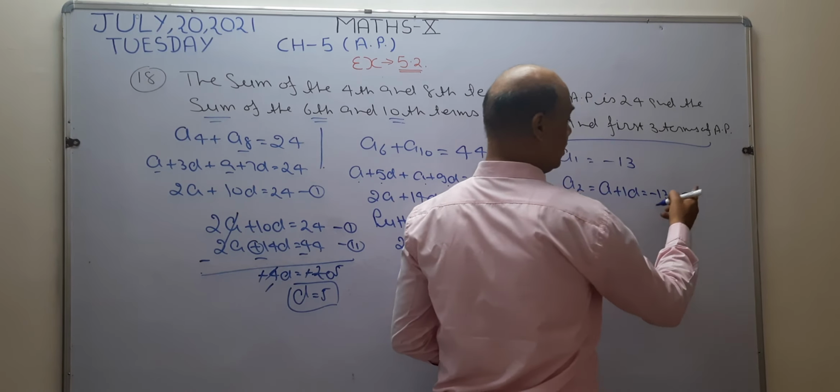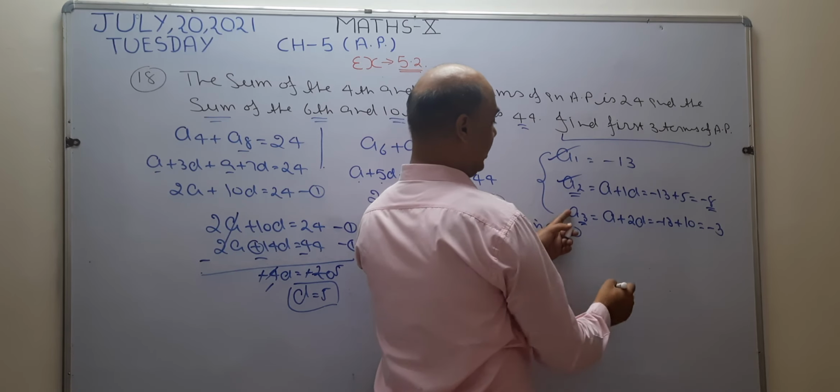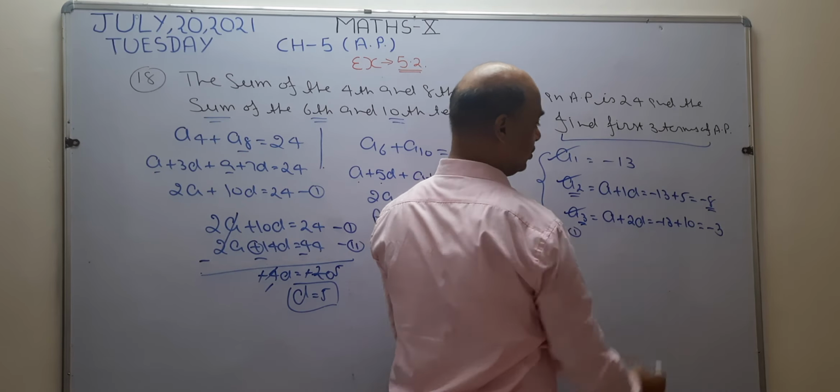How do we find the third term of the AP? The formula for the third term is A plus 2D. The value of A is minus 13. Again, 2 fives are 10. Minus 13 plus 10 becomes minus 3. So the first three terms of the AP: first term is minus 13, second term minus 8, and third term is minus 3. I hope it is clear to all.